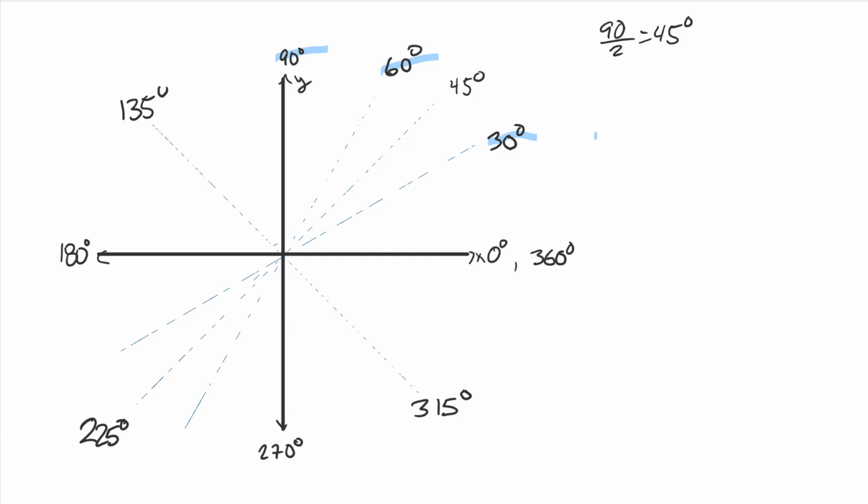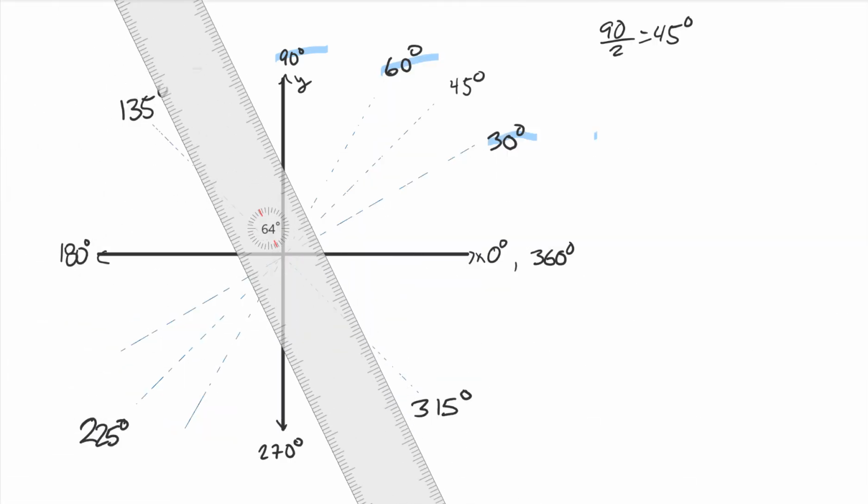And then we're going to have another one right here. What's 30 plus 90? 120. That's right. So let's draw those in now. See, we're starting to get there.